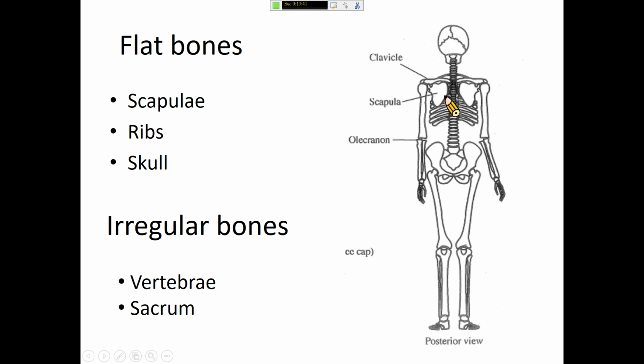And then we also have the skull. It's also flat. Finally, we have something called irregular. The shape is different. For example, vertebra and sacrum.